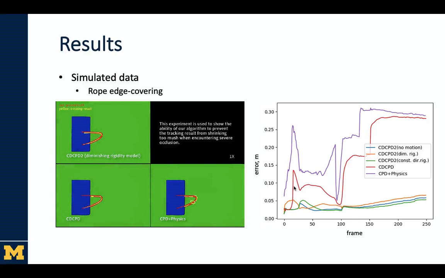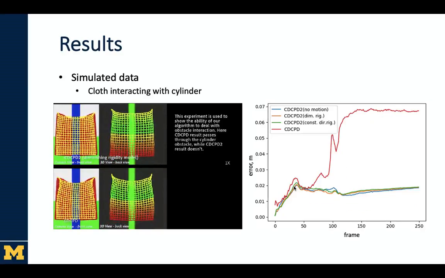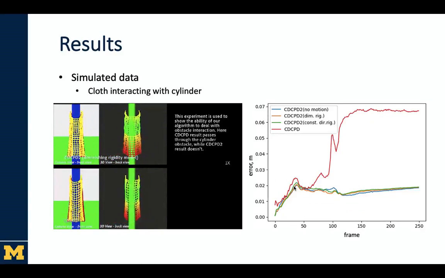In the simulation environment, we first tested the rope edge covering as shown in the video. At the beginning, our method is slightly better. When the edge is covered, CDCPD and CPD plus fix results will shrink to visible parts, which leads to larger error later, as shown in the right image. We then tested the cloth interacting with the cylinder as shown in the video. Our method won't penetrate the cylinder and has a higher accuracy.